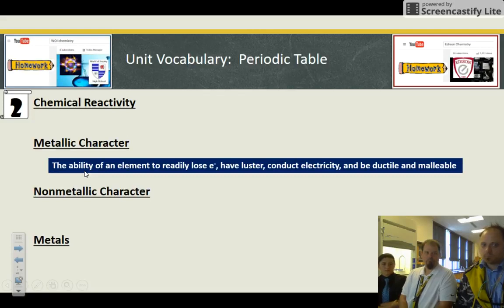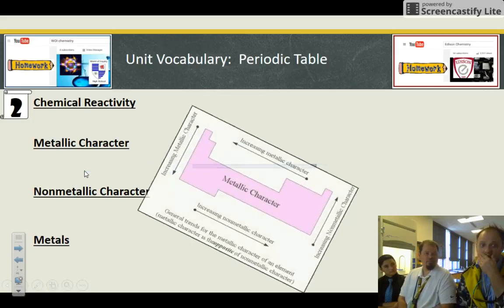Metallic character. How much like a metal is that element? You'll know if it's a metal if it wants to lose its electrons. It has luster, conducts electricity, and is also ductile and malleable. Those are four of the major testable words, the characteristics of metals.